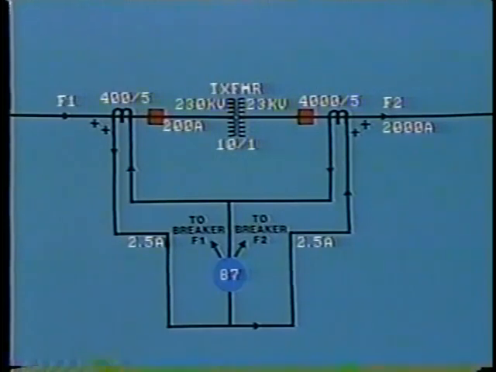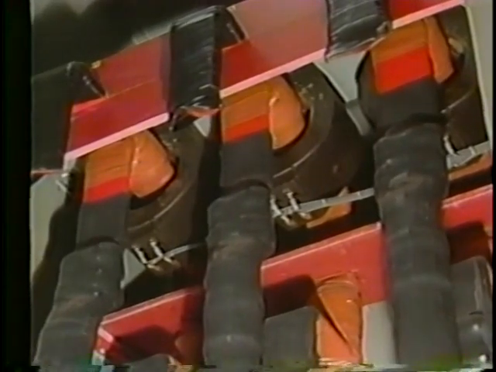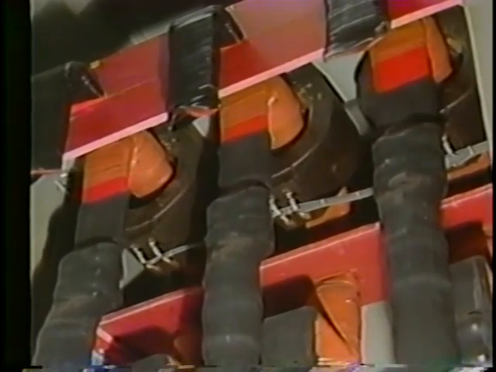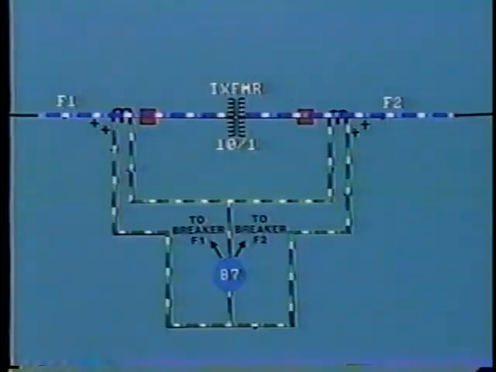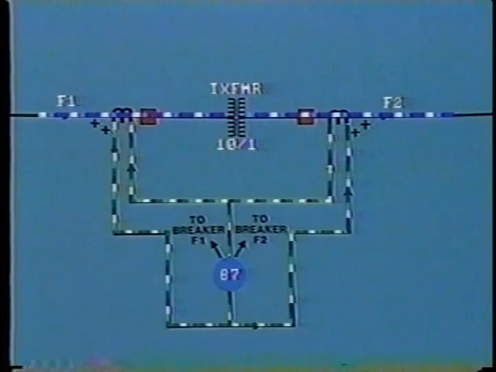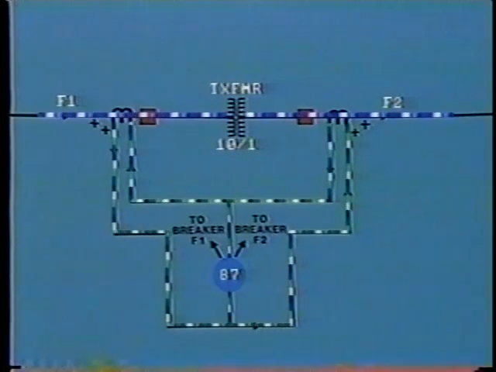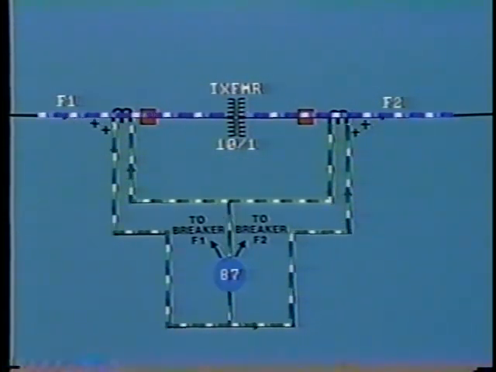However, in practice, there are transformer losses and also losses associated with the CT secondary leads, which may differ considerably in length due to station layout. Moreover, it is almost impossible to produce current transformers with absolutely identical characteristics, especially when they have such widely different ratios. The result of this is that even when operating conditions are normal, that is, there is no internal fault in the transformer, there will still be a slight imbalance between the secondary currents flowing in the CT circuits.